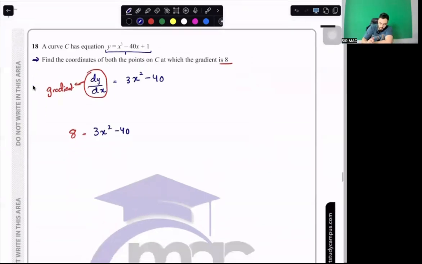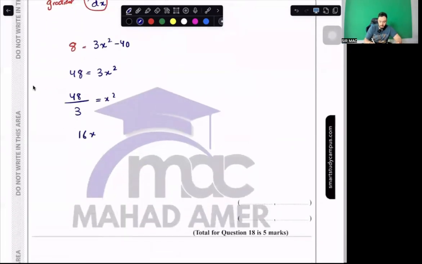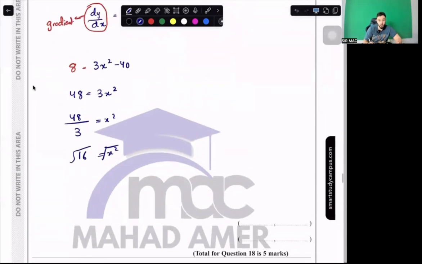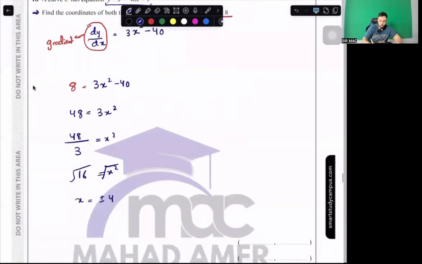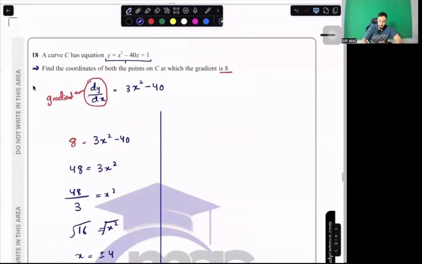Let's work it out together. 48 equals 3x squared, so 48 over 3 is x squared. 48 over 3 is 16, so x squared equals 16. When you root that, it's not just x as 4. You're getting x as plus and minus 4. So x can be 4, or it can be minus 4, and the y coordinates are unknown.